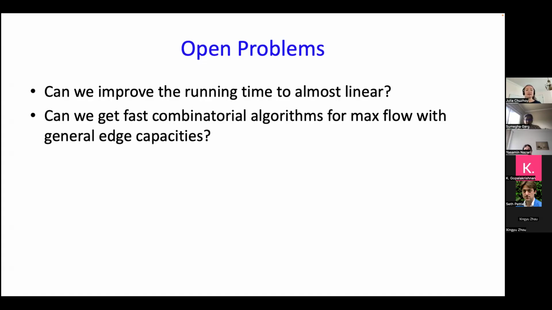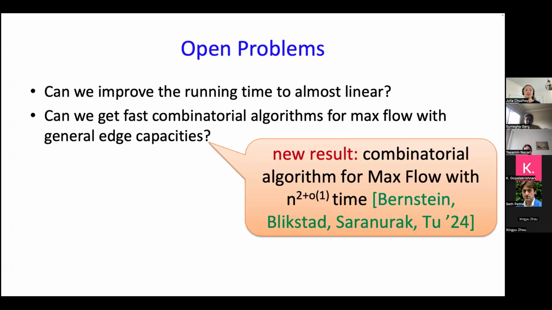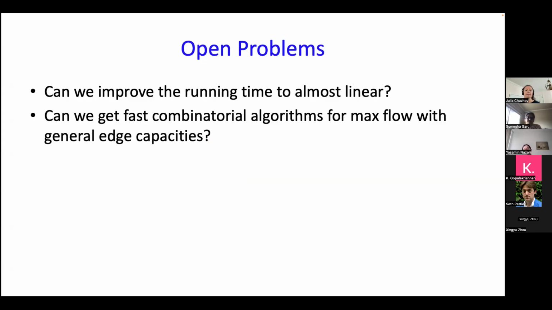So this was on my list of open questions, but just recently I learned that there is this new result of Bernstein, Blikstad, and Saranurak that actually gets an n² time algorithm for exactly this problem, max flow with general edge capacities. So we can now move the goalpost further and ask, can we do the same for min cost flow, which is more general?